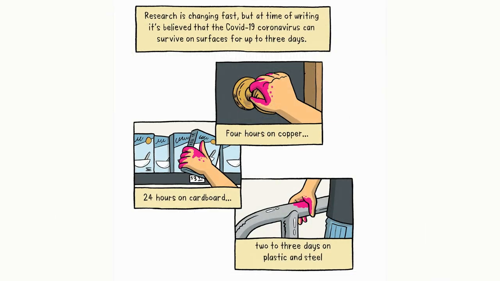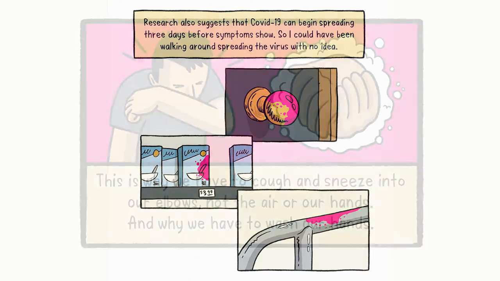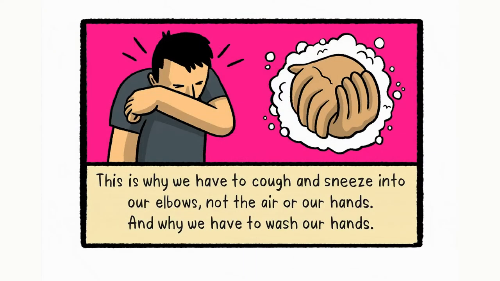Research is changing fast, but at time of writing it's believed that the COVID-19 coronavirus can survive on surfaces for up to 3 days: 4 hours on copper, 24 hours on cardboard, to 2-3 days on plastic and steel. Research also suggests that COVID-19 can begin spreading 3 days before symptoms show. So I could have been walking around, spreading the virus with no idea. This is why we have to cough and sneeze into our elbows, not the air or our hands, and why we have to wash our hands.